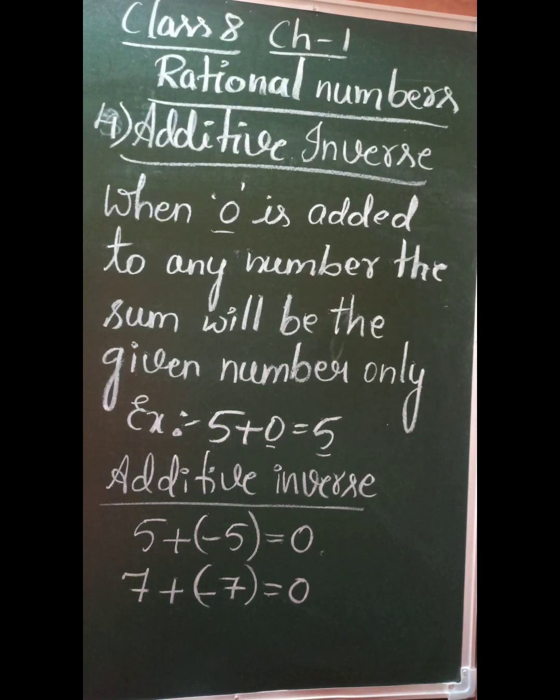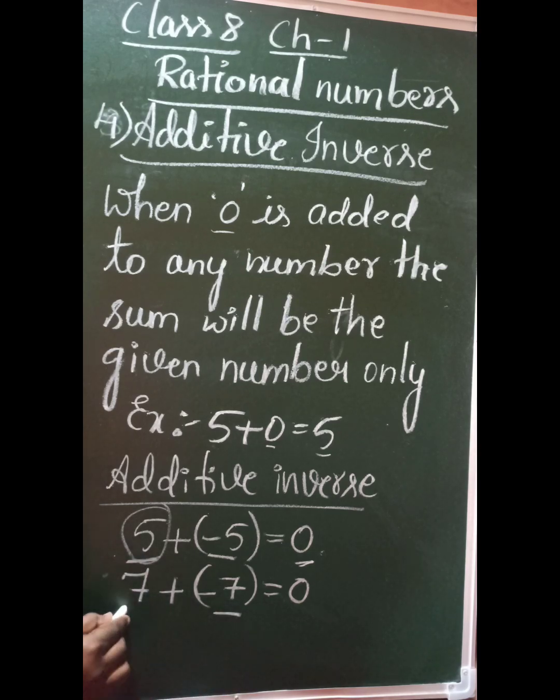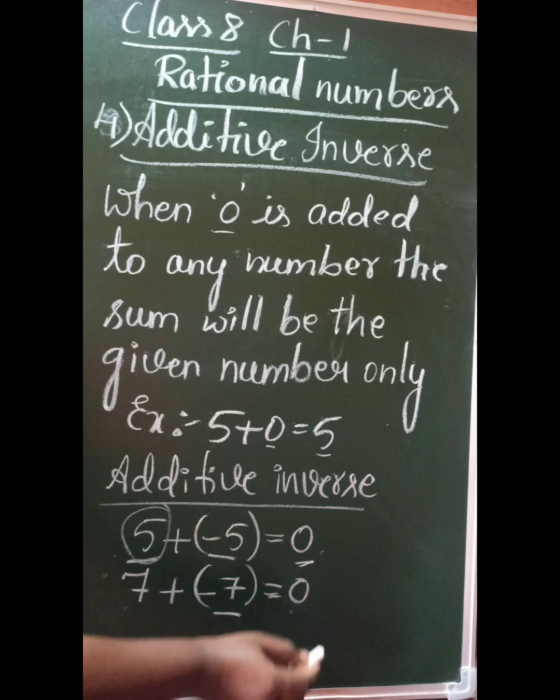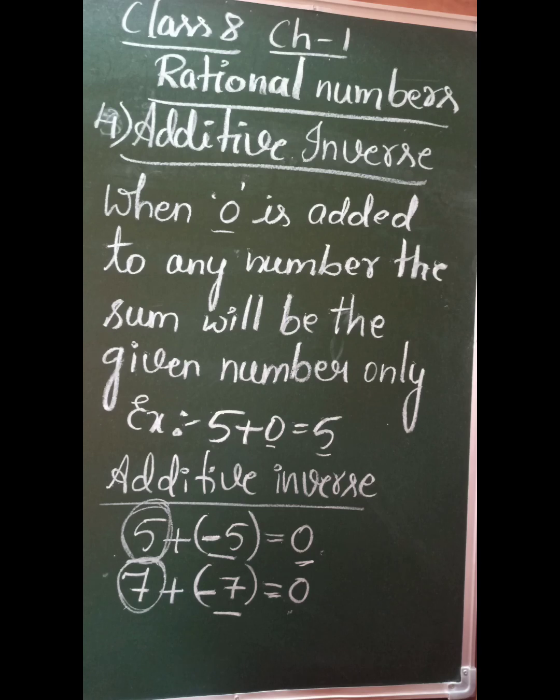And how do we find the additive inverse? Consider any number and consider the negative of that. If you consider 5, you have to consider minus 5 to get 0. Minus 5 is the additive inverse of 5. In the same way, minus 7 is the additive inverse of 7. If you want to get 0, you have to add the inverse of the given number. Inverse is nothing but the negative of the given number. This is the fourth property of rational numbers.